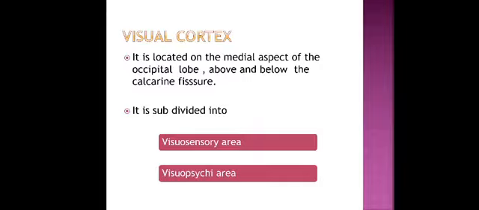The next one is visual cortex. It is located on the medial aspect of the occipital lobe in and near the calcarine fissure. It may extend onto the lateral aspect of the occipital lobe but is limited by the semilunar sulcus, the sulcus lunatus. The visual cortex is subdivided into visuosensory areas.